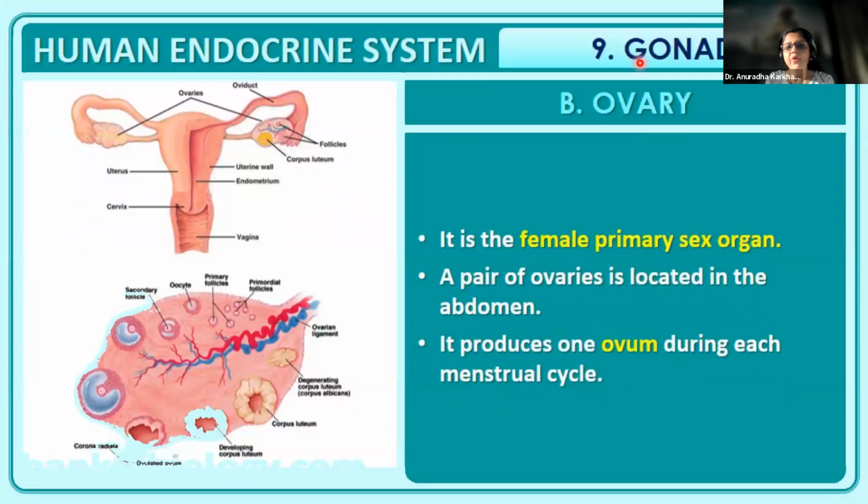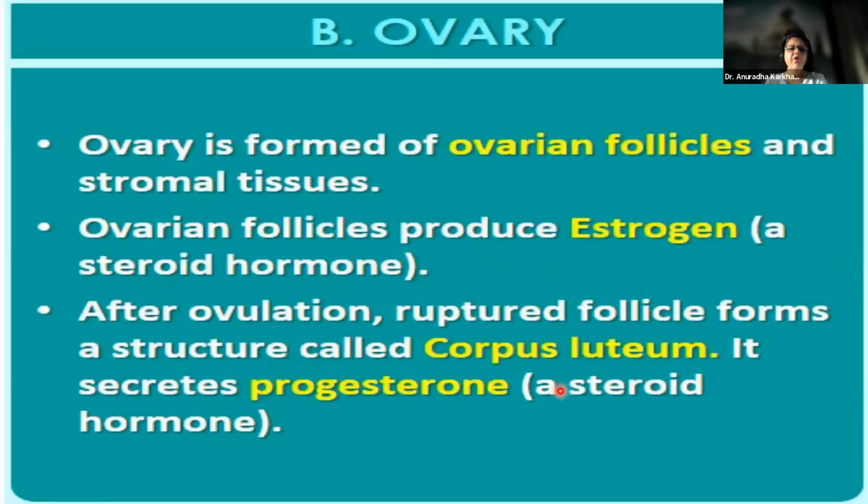Okay, ovary is a female primary sex organ. A pair of ovaries is located in the abdomen. It produces one ovum during each menstrual cycle. Ovary is formed of ovarian follicles and stromal tissues. We know this. Ovarian follicles produce estrogen.